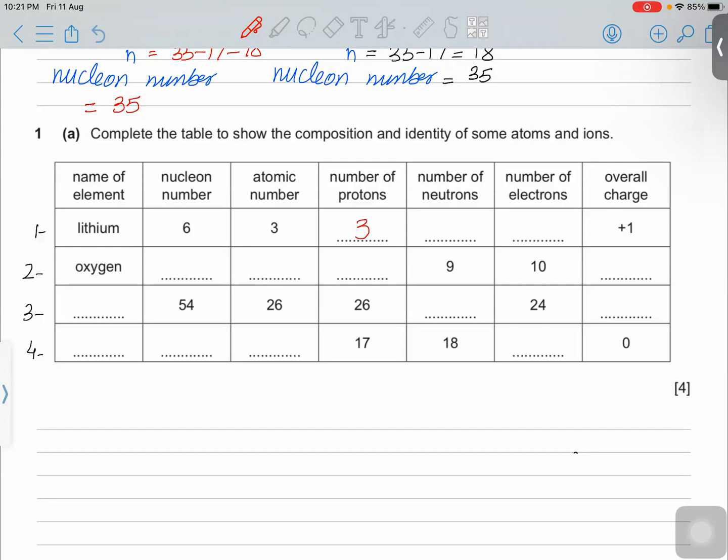Can you tell me the nucleon number? 6. Nucleon is proton plus neutron. So protons is 3. Can you tell me the number of neutrons? 3. Exactly, 3. Why 3? 6 minus 3 is 3. Can you tell me the number of electrons? 2. Why 2? Because there's 3 electrons, but since the overall charge is 1 plus, it lost 1 electron. Exactly, Abu Bakr. +1 means 1 electron is short. So 3 minus 1 is 2.